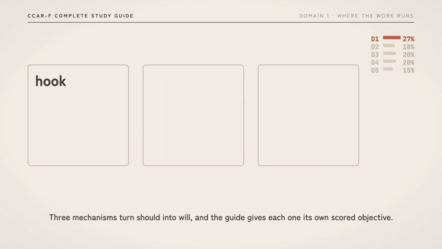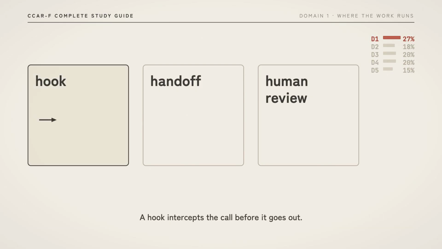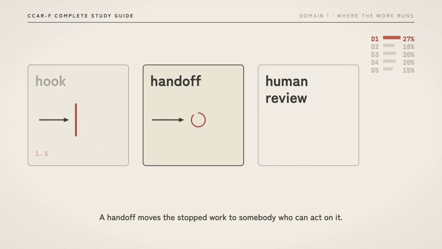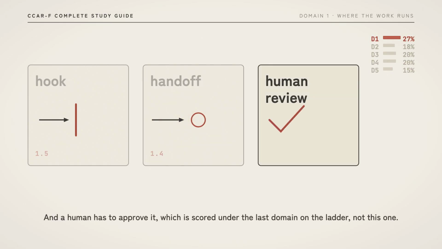Three mechanisms turn should into will, and the guide gives each one its own scored objective. A hook intercepts the call before it goes out. A handoff moves the stopped work to somebody who can act on it. And a human has to approve it, which is scored under the last domain on the ladder, not this one.